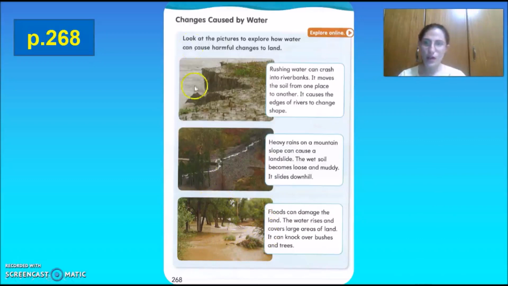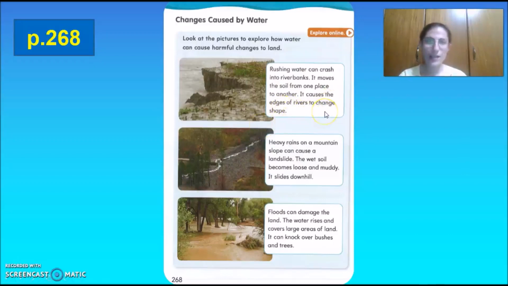So let's read together. Changes caused by water. Look at the pictures to explore how water can cause harmful changes to land. Rushing water can crash into river banks. It moves the soil from one place to another. It causes the edges of rivers to change the shape.